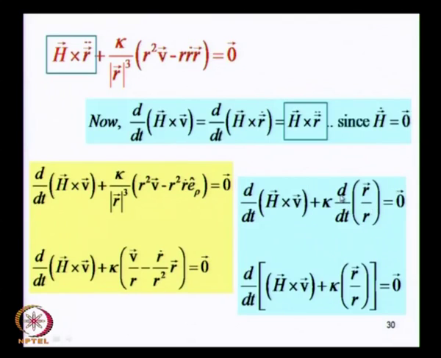and having recognized this, we notice that the two terms both involve time derivatives, and you can write this as a common differential operator: the time derivative of the first term, which is h cross v, plus kappa times this unit vector. What you have is a conserved quantity, because the quantity in this bracket must be conserved since its time derivative vanishes. Do you see how we got a conserved quantity?